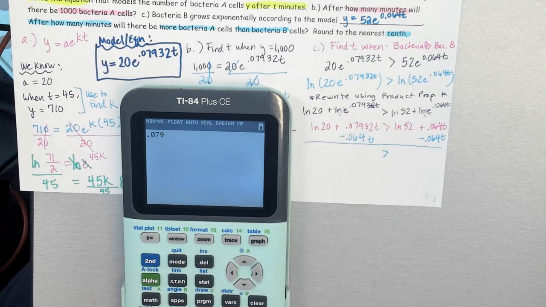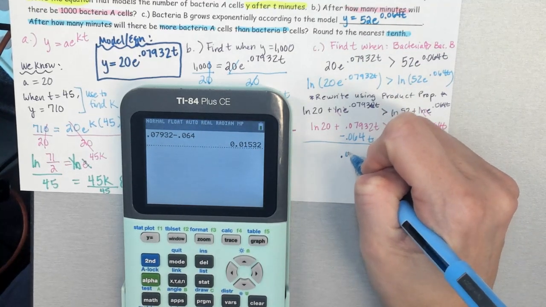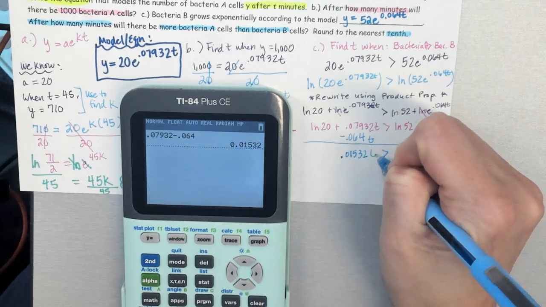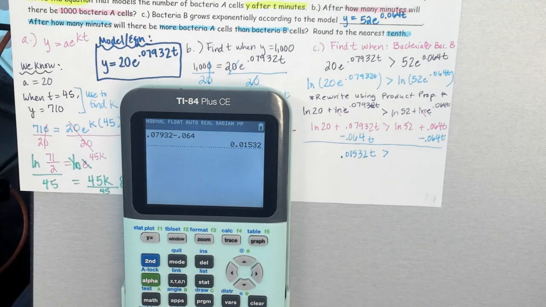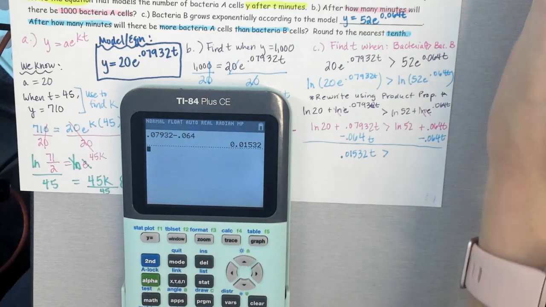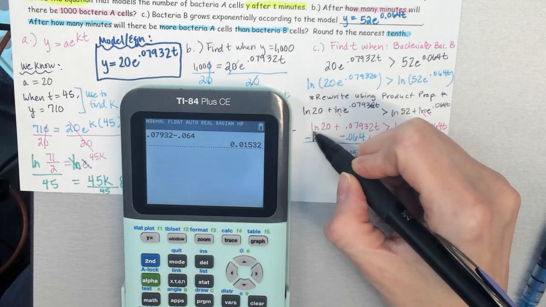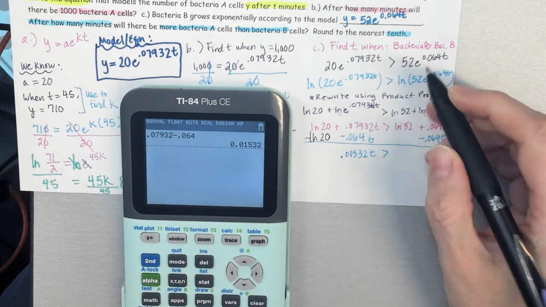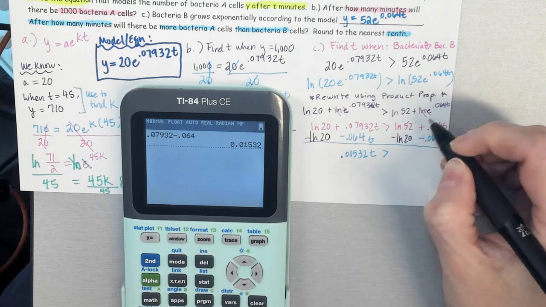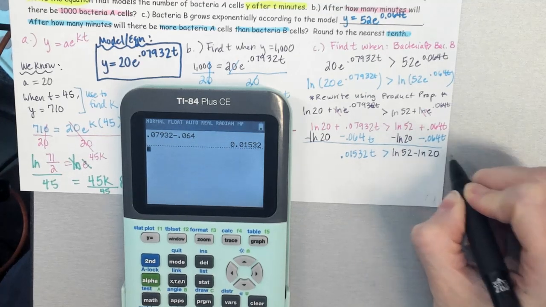So I have 0.07932 minus 0.064. That is going to give me 0.01532t. And when we move all of the variables to one side, what that means is we want to move all of the numbers to the other side. So this natural log of 20, I'm going to move to the natural log of 52. So I have the natural log of 52 minus the natural log of 20.